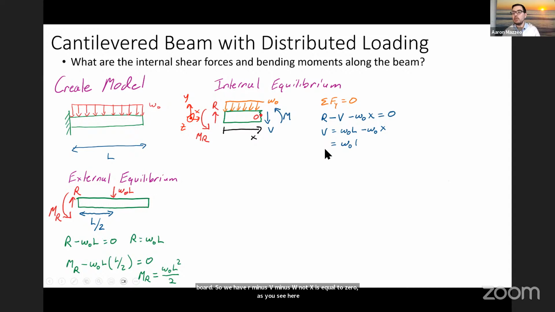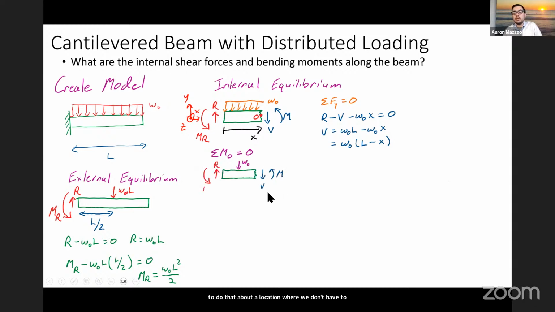We can go ahead and solve for V, and we get the following relationship. Okay, so V is going to be W naught times quantity L minus X, and this quantity is dependent on X. And so when we do the next step, it's not super nasty, but it just simplifies our life a little bit when we sum the moments about a location where we don't have to accommodate for V. We can draw a diagram to attempt to make this a little bit simpler.